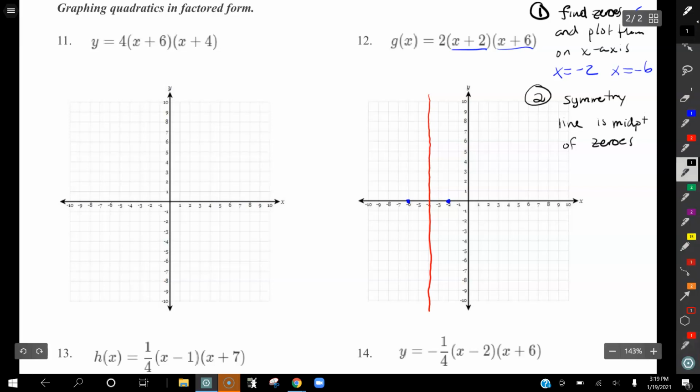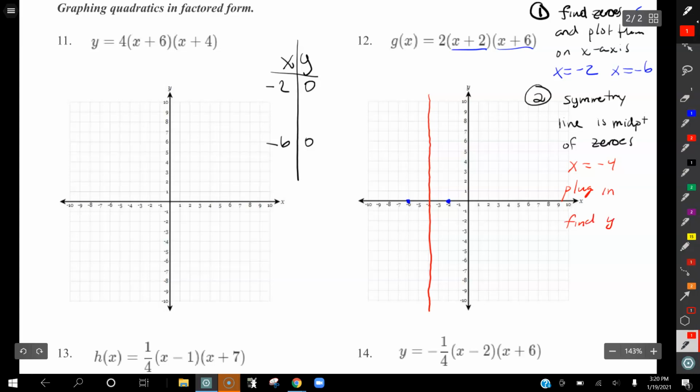What I want to keep in mind over here is we're creating some ordered pairs on a chart. I've got my 2 zeros. When x is -2, y is 0. And when x is -6, y is 0. So those 2 dots are on the graph. What I want to find now is the symmetry line. Since the symmetry line is at x equals -4, I want to plug that into the equation and find the y value.